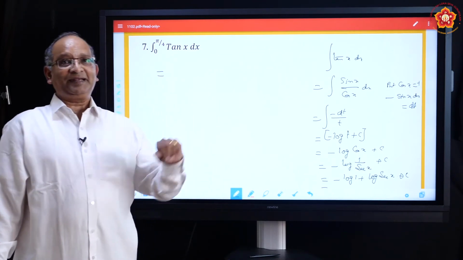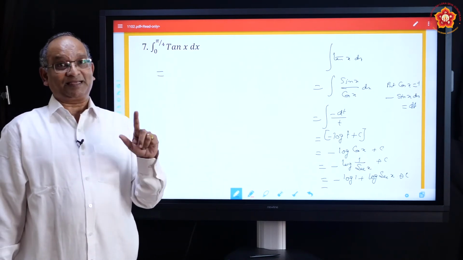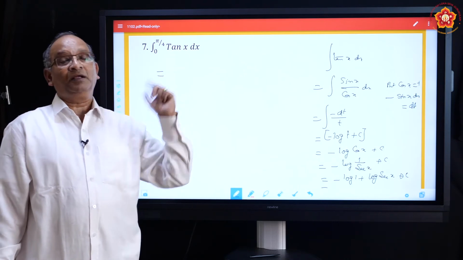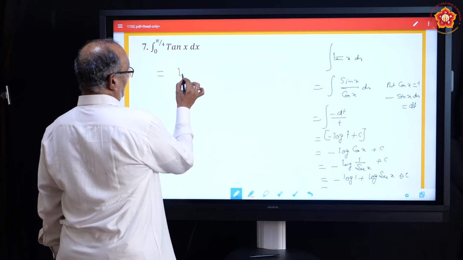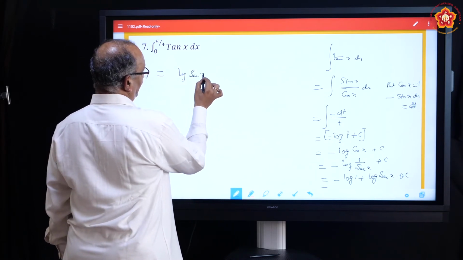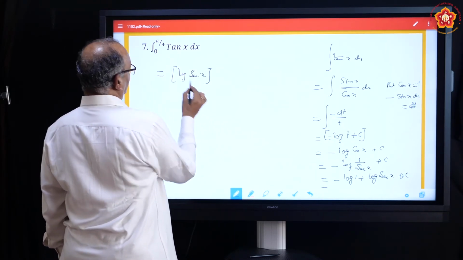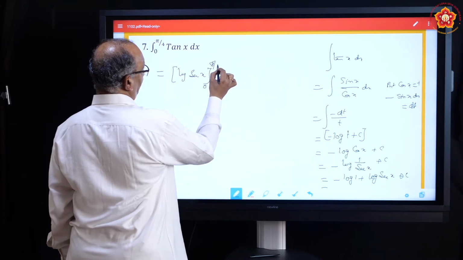So what is the integral of tan x? It is log sec x. I was telling sin x, that is for cot x. Okay. So this is the correct value. Log sec x, from 0 to pi by 2.